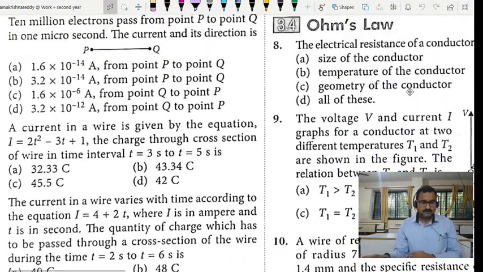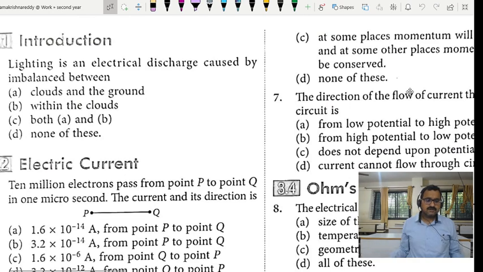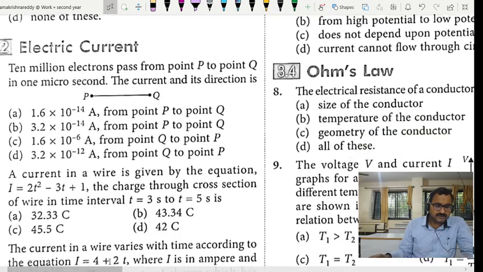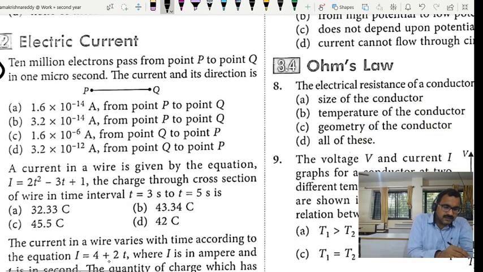See the first question. Lightning is an electric discharge caused by the imbalance between, that is a general point only, not that much required for us, but anyhow they gave it just to practice. Lightning is an electric discharge that takes place between the clouds and the ground as well as within the clouds. Both are correct. After that, coming to the second question.